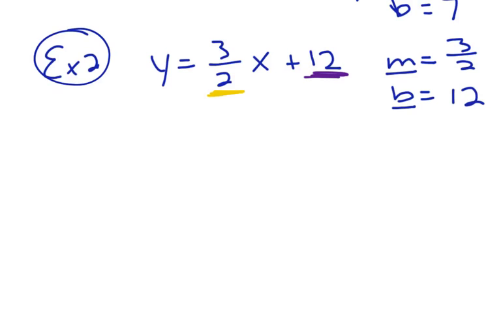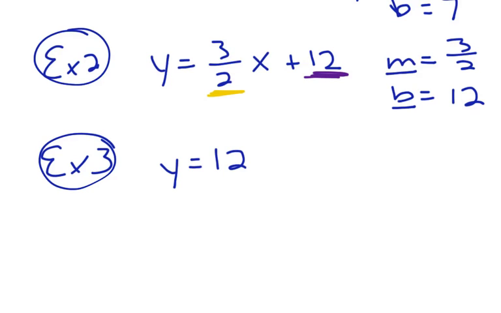Alright, let's do one more. Alright, what if I write this as y equals 12 plus 3 halves x? What's my slope and what's my y-intercept? Go ahead and pause it, write your answers down, and then turn it back on.